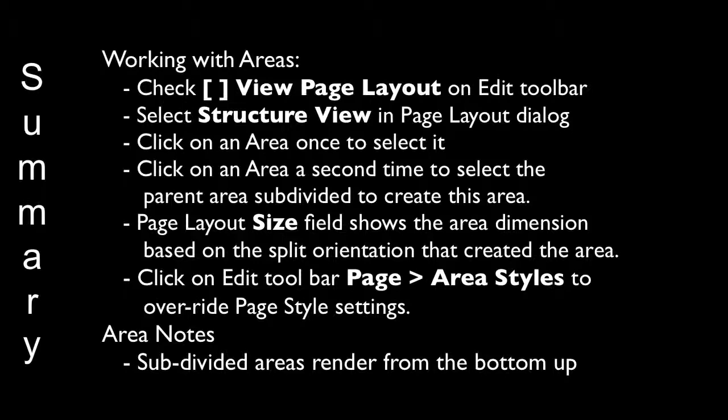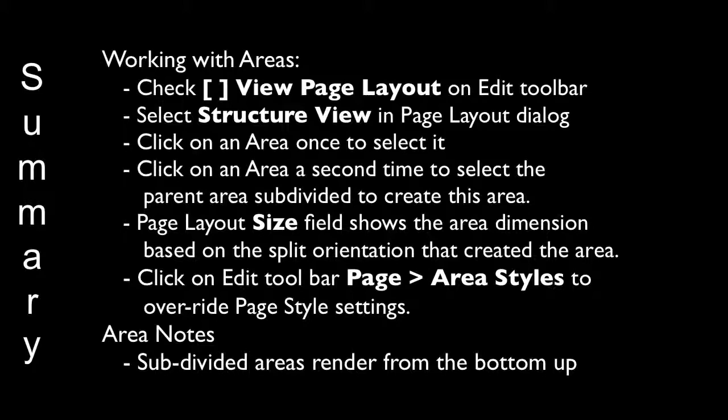Click on an area once to select it. You can then click on the Area Settings button in the Page Layout dialog to bring up the Area Settings dialog and set properties for the area. Click on an area twice to select the parent area that was subdivided to create this area. The Area Settings dialog will show the properties of the parent area, and all of the sub-areas will be highlighted.